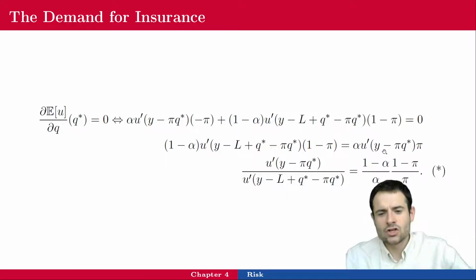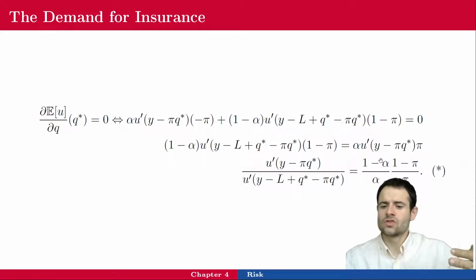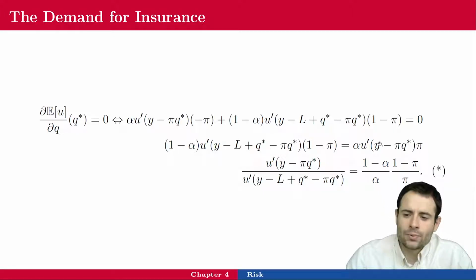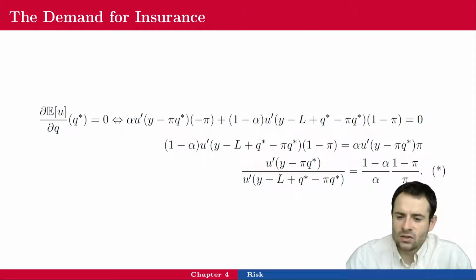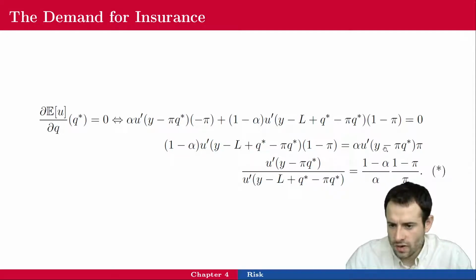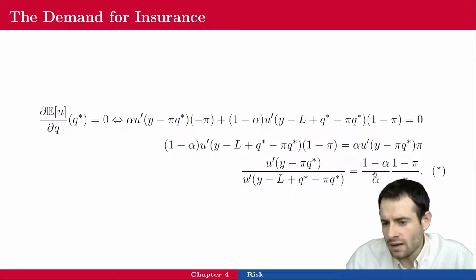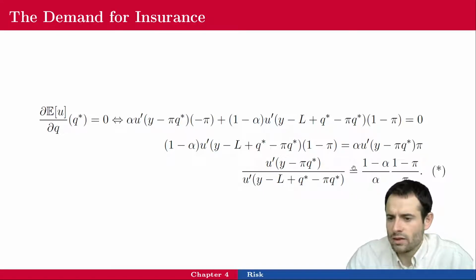Now, I just do this to show you some intuition. After doing this, you can keep the marginal utilities on the same side by taking the ratio. For instance, you take this marginal utility and you divide it by this one. And on the other side, I'm going to put all the alphas and the pi's, and I end up with this condition.